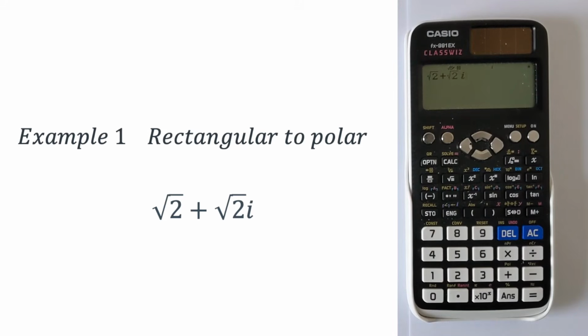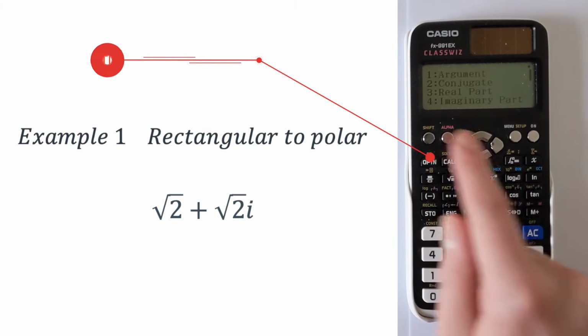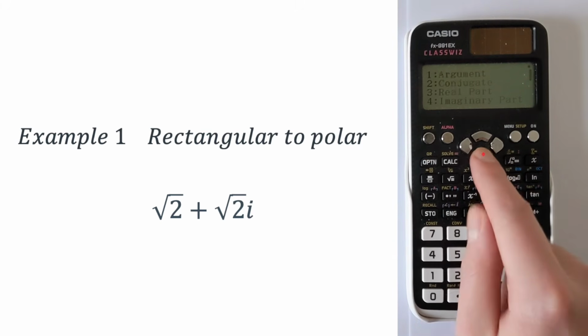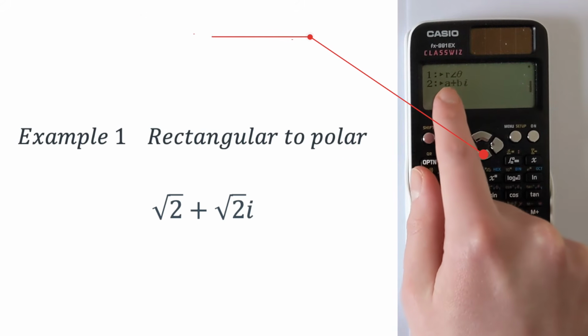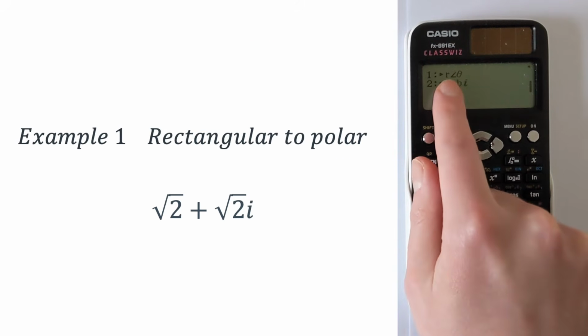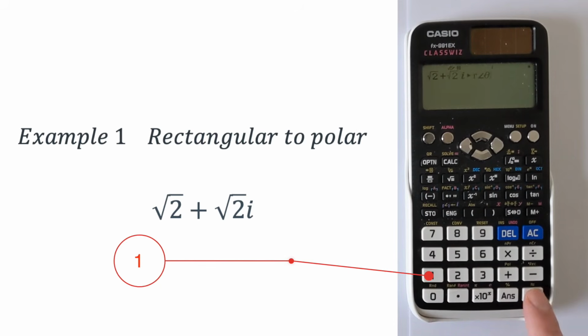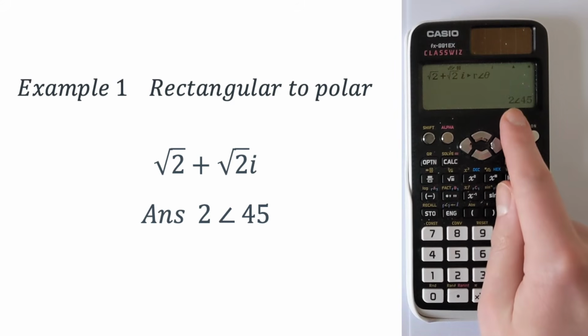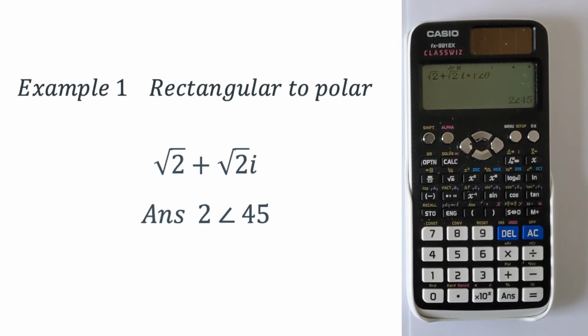What you can do now is use the Option button, and it'll give you various options. We don't want any of these, so we go down, and then you've got the top option, which is converting the rectangular form into r and theta, which is your polar form. So we press 1, then we press equals, and you now get the answer. You've got an r of 2 and a value for theta of 45. So that has converted this into polar form.